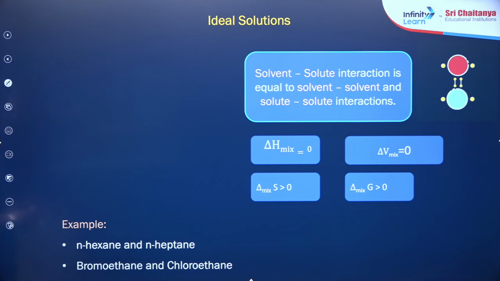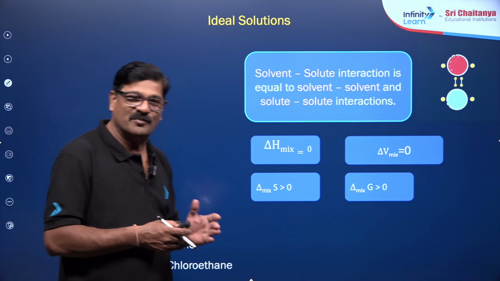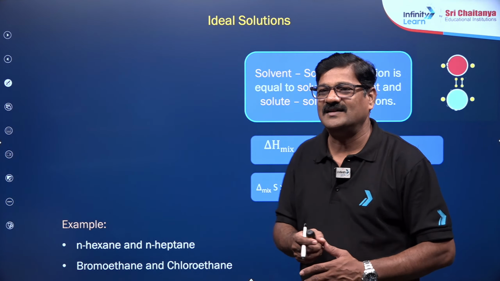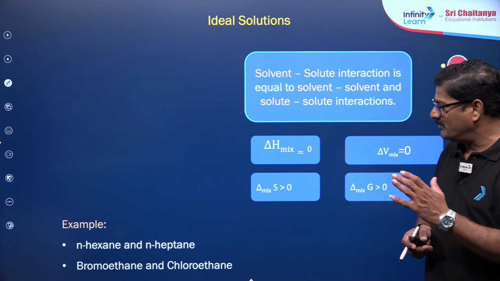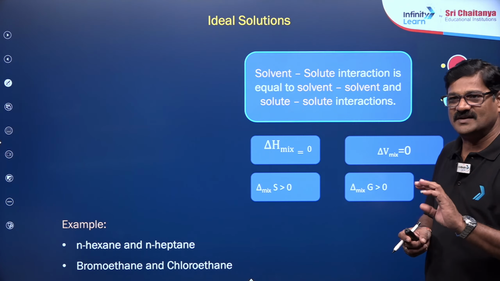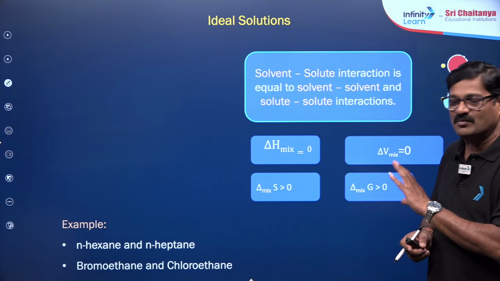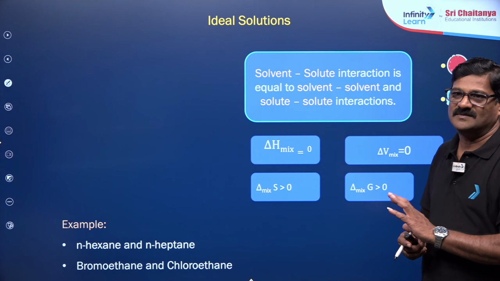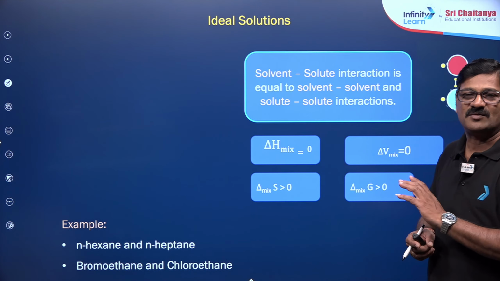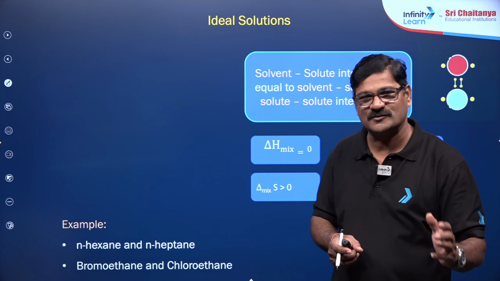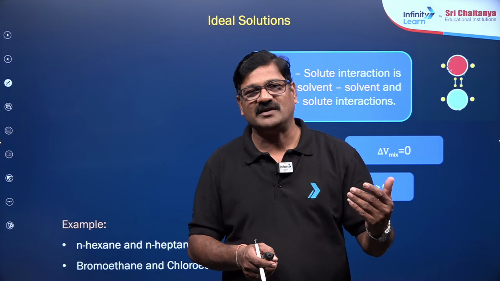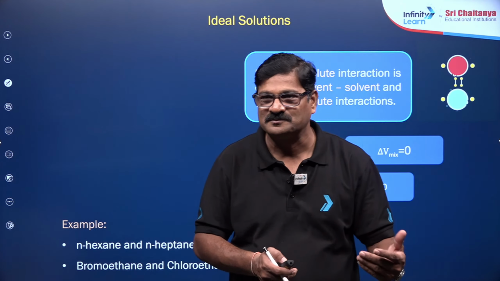Examples: n-hexane and n-heptane, bromoethane and chloroethane, and chlorobenzene and bromobenzene. These are all the examples. Do we have to memorize this? I absolutely say don't memorize it. You can observe the intermolecular forces. The magnitude of the intermolecular forces can tell you whether it is forming an ideal solution or a non-ideal solution, or a positively deviated or a negatively deviated one. Understand?